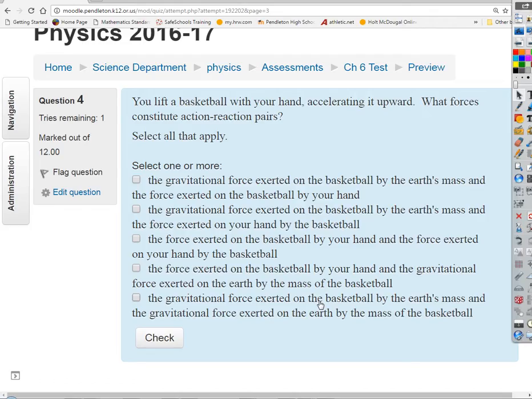How many objects are being acted on by an action-reaction pair? Two. It has to be the same magnitude, opposite directions, right? We had a recipe for this. We said that if we're going to call the action force A acts on B, then the reaction force is B acts on A, right? It's just opposite in magnitude.